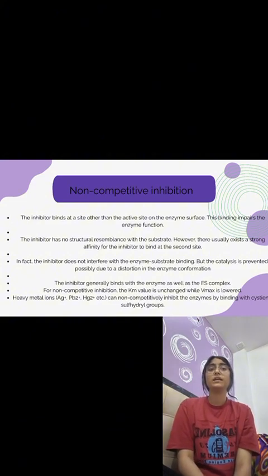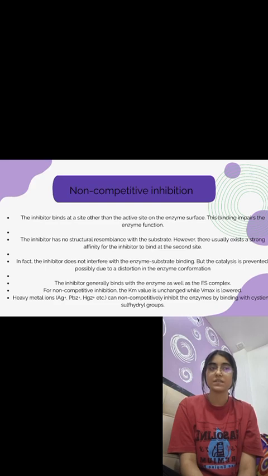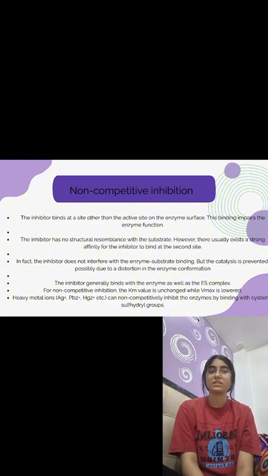Non-competitive inhibition. The inhibitor binds at a site other than the active site on the enzyme surface. The binding impairs the enzyme function. The inhibitor has no structural resemblance to the substrate. However, there usually exists a strong affinity for the inhibitor to bind at the second site. In fact, the inhibitor does not interfere with enzyme-substrate binding, but catalysis is prevented, possibly due to distortion in the enzyme conformation.